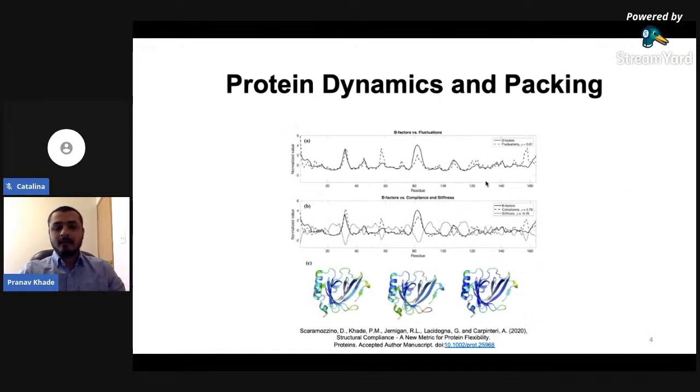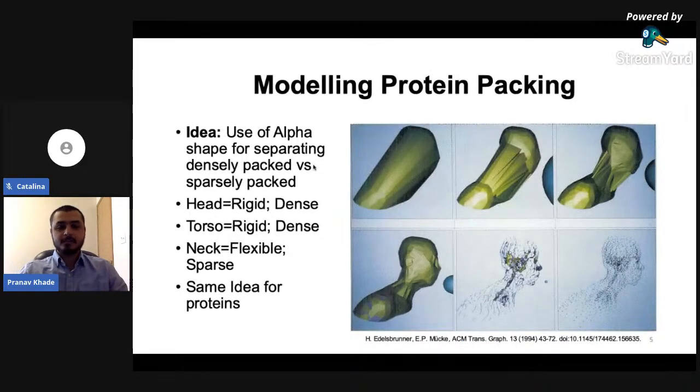And in our lab, we also confirmed from our analysis of compliance, which is another way to model protein packing, which I'm not going to discuss today, but we have confirmed that protein packing is important for the dynamics of the protein. So with this information, how to model this important property is very simple.